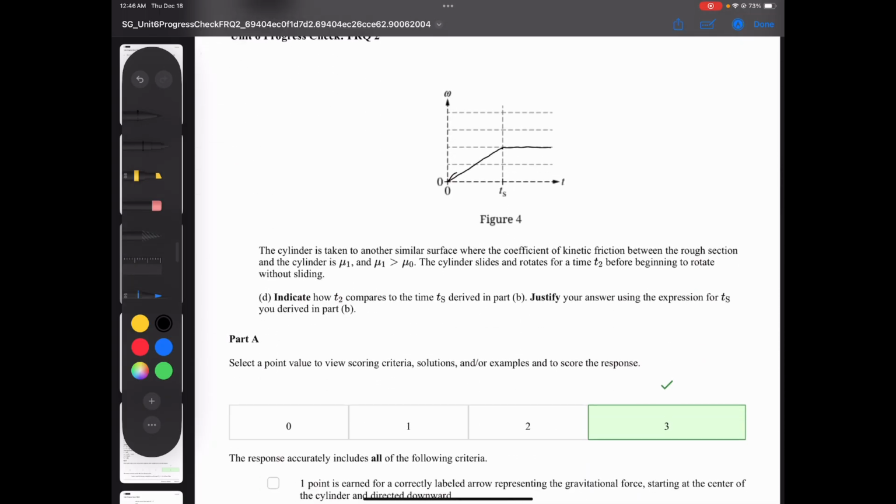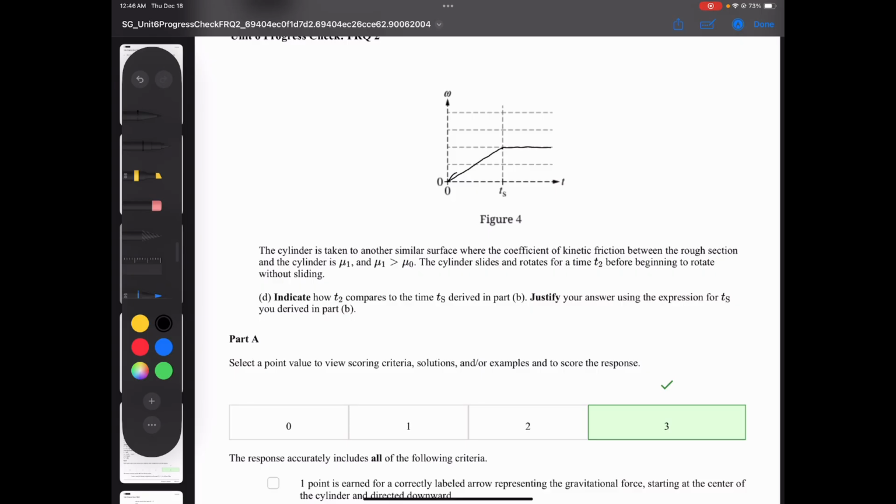So here we have the cylinder taken to another similar surface where the coefficient of kinetic friction between the rough section and the cylinder is mu1, and mu1 is greater than mu naught. The cylinder slides and rotates for time t2. How does t2 compare to ts? Well, if mu is larger, then the force of friction has to be larger.